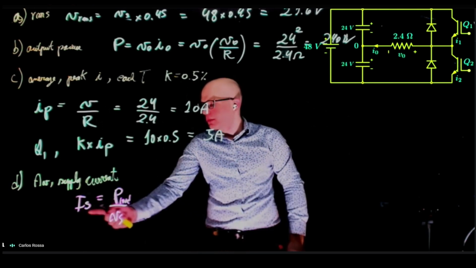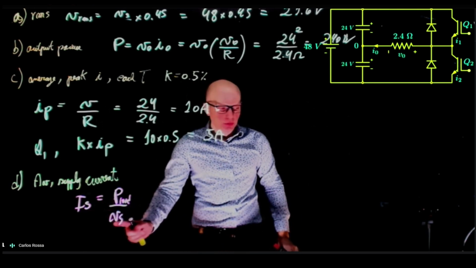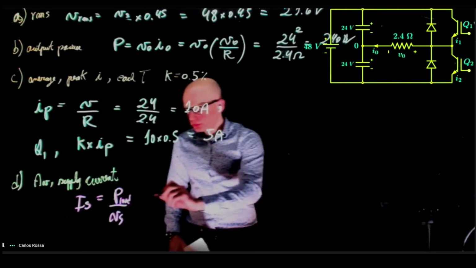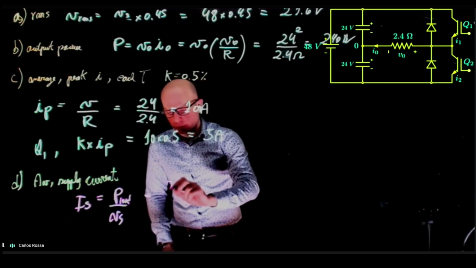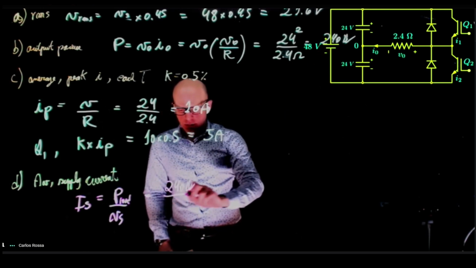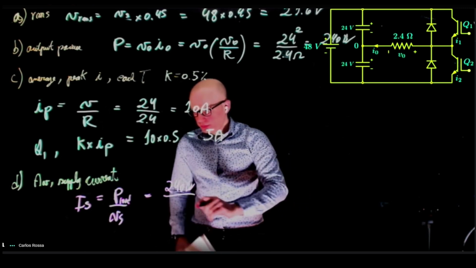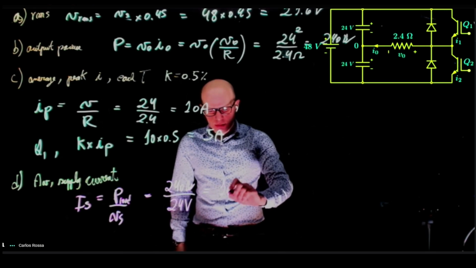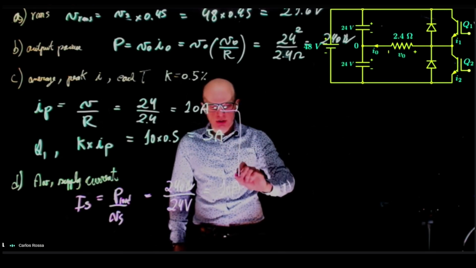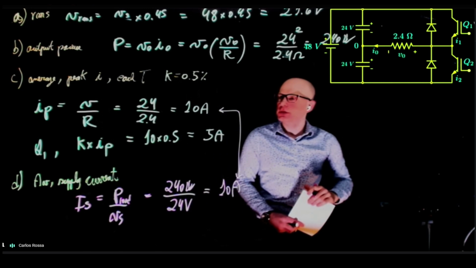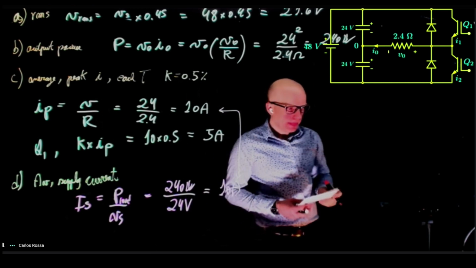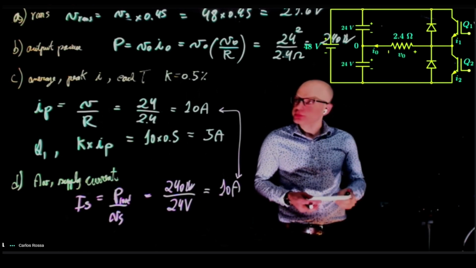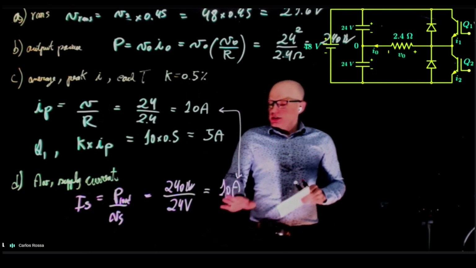If we multiply the input current and the voltage, we have the power. So dividing power by the voltage gives us the supply current, which is 240 watts divided by VS, 24 volts. And this is 10 amps, which matches the peak current through each transistor. Okay. So this is the peak current.